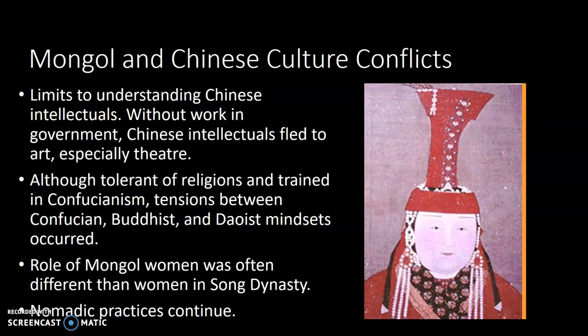There is a great deal of arguably tolerance that the Mongols bring to many of the societies that they conquer, in that they allow a great deal of religious tolerance.